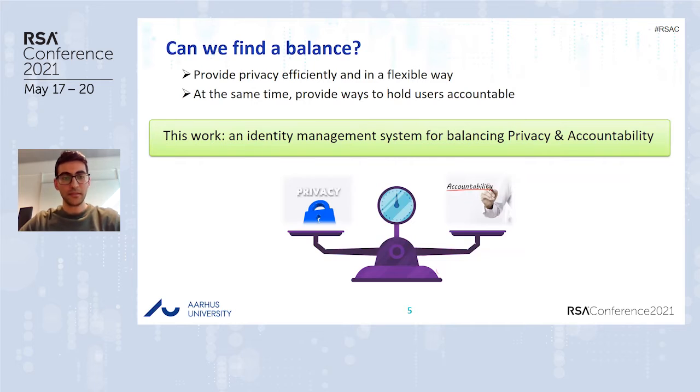Now, these two properties of privacy and accountability are two contradictory requirements for the system. The question is, can we find a balance between these two properties? And this is the purpose of this work. So we design an identity management system for balancing between these two properties.